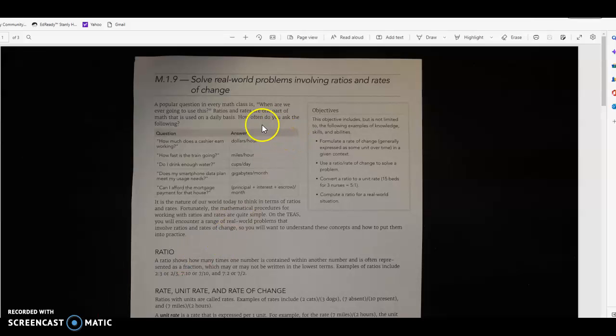In section 1.9, we're going to solve real-world problems involving ratios and rates of change. Again, we want to first look at our objectives. We're going to formulate a rate of change. We're going to use a ratio or rate of change to solve a problem. We're going to convert a ratio to a unit rate. We're going to compare a ratio for a real-world situation.